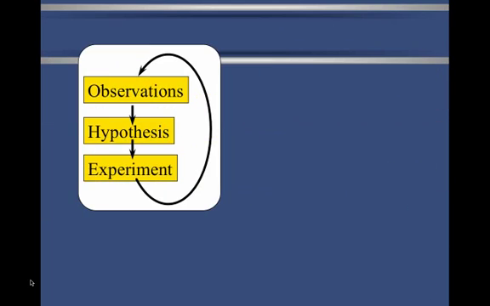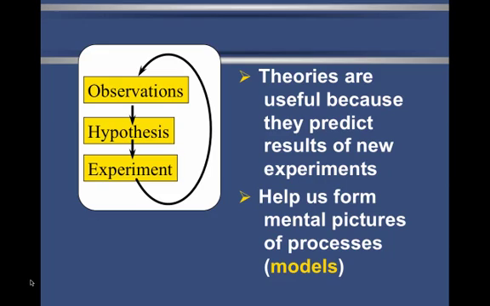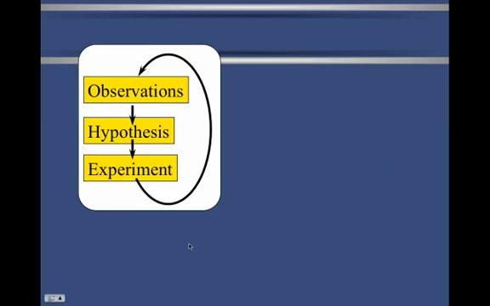After this cycle repeats many, many times, theories are useful because they predict results of new experiments. We may be able to apply that same hypothesis to a very similar experiment. They help us form mental pictures of processes. This is an example of a model. You can see we start with observations, then we formulate a hypothesis, then we experiment, and the cycle repeats. It helps us visualize the processes going on with scientific method.